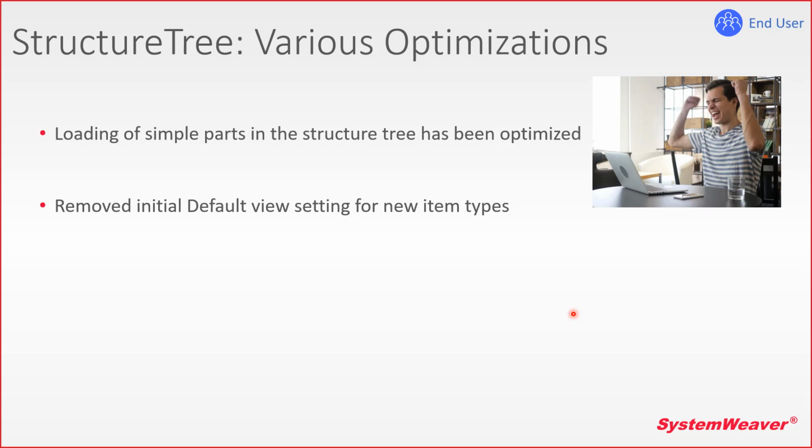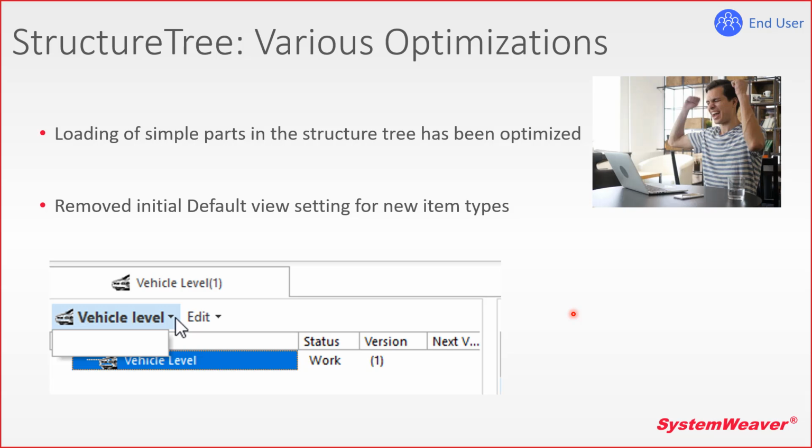Together with this, we've removed the initial kind of legacy default view setting for new item types. So if you're an architect and you create a new item type, it's going to look like this for users. There's not going to be a default view. You need to actually go in. And let me start by saying that this doesn't affect existing default settings. Those will still be there when you upgrade.